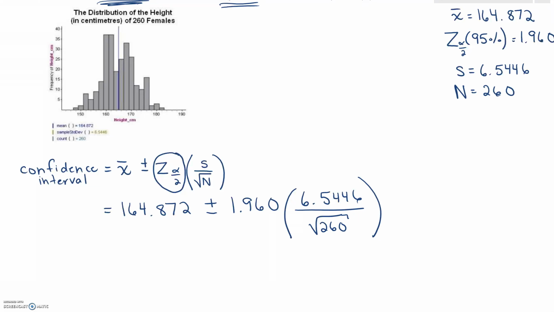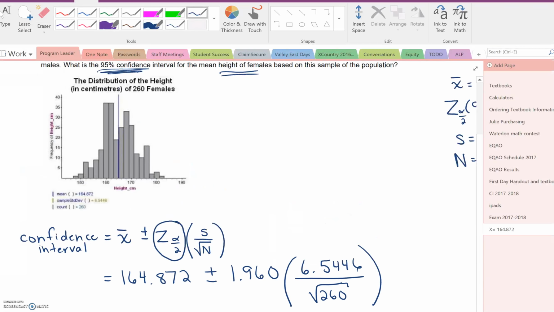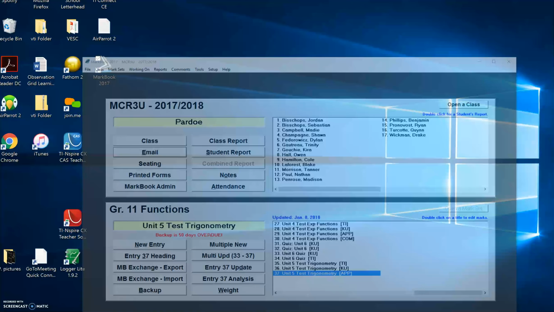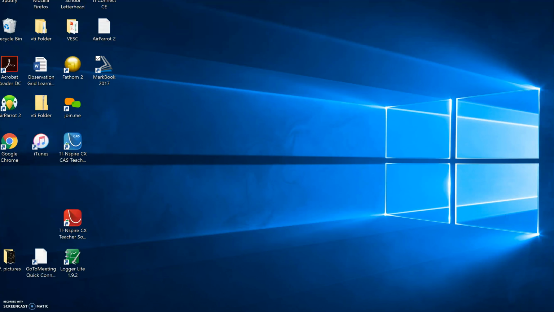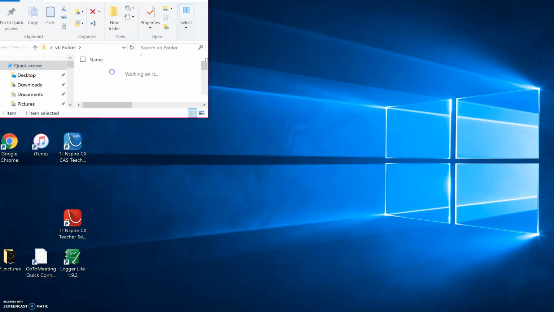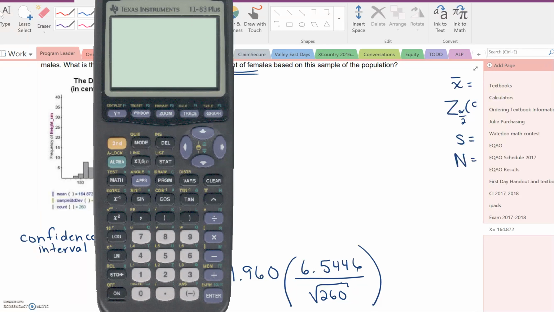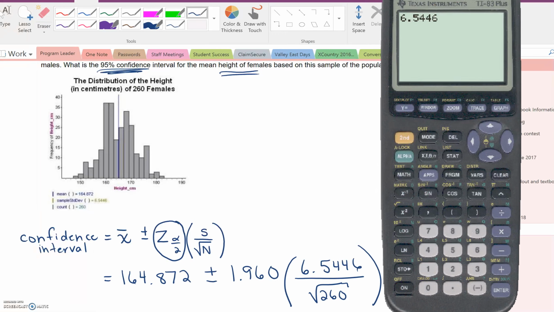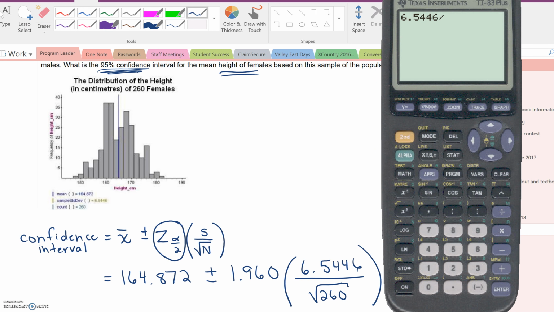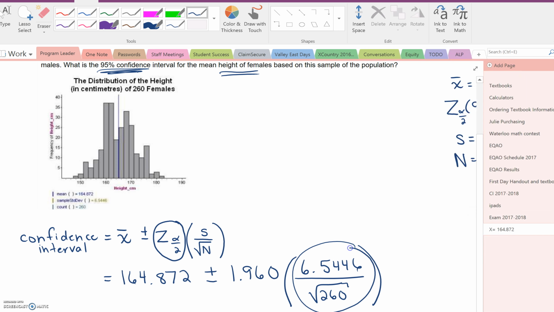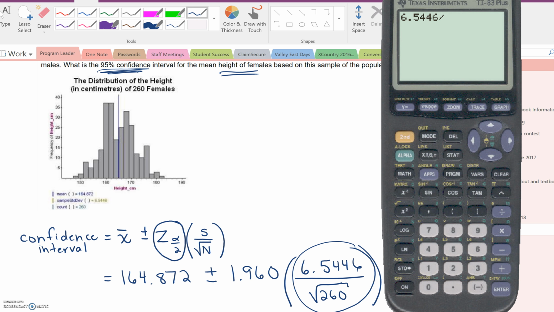At this point, what I'd like you to do is calculate. What kind of calculator do you have? You have a scientific one? I think so, yeah. Okay, I'm just going to pull up my scientific calculator. I have a graphing one, but it doesn't matter if it is or not. And what I want you to do is type in 6.5446, which is your standard deviation. Do I put it in a bracket or no? No. Just do this part of it right here. 6.5446 divided by what? Okay.